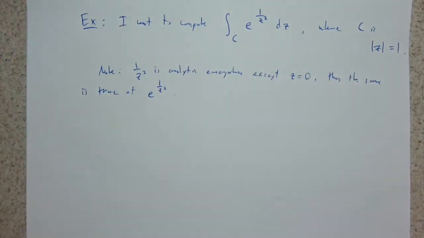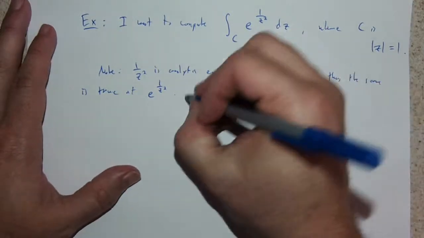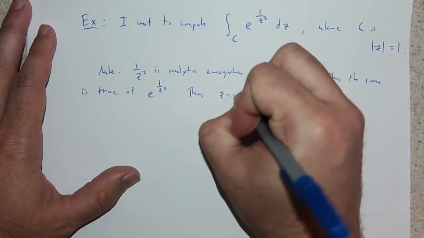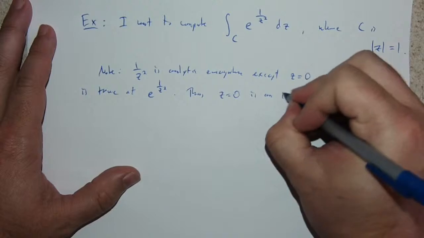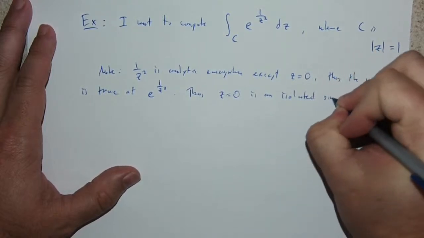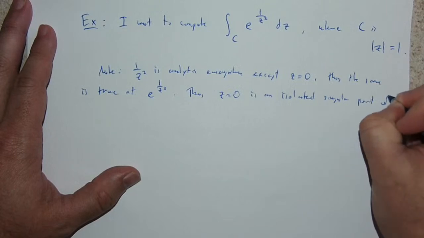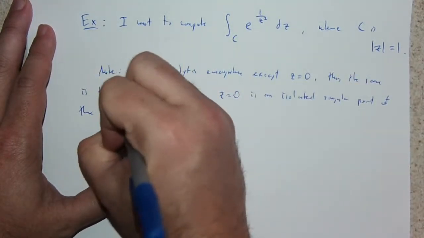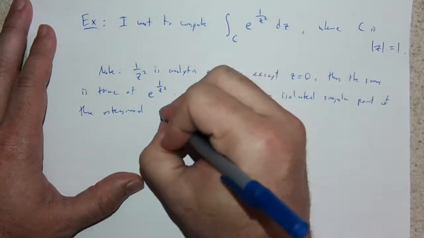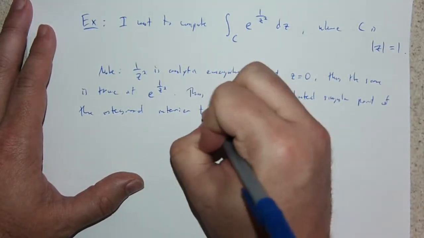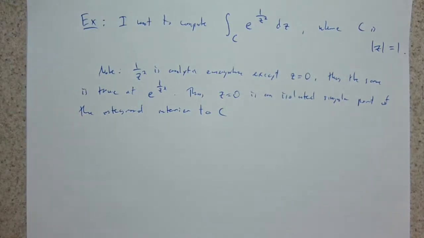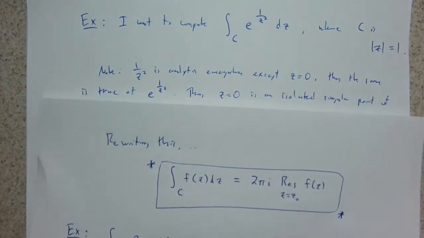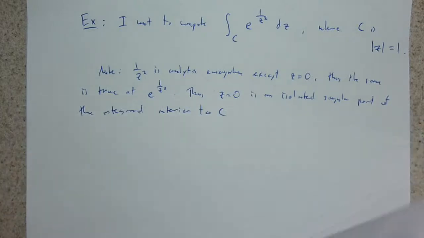Thus, z equals 0 is an isolated singular point of the integrand that is interior to C. And C is thus a simple closed contour, positively oriented, that traverses this. It has this isolated singular point inside of it. So I can use this fact that I want to use here, this definition of residue.